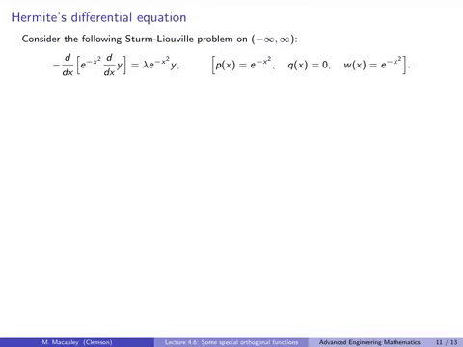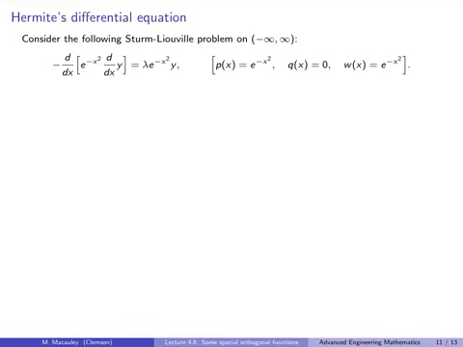Finally, our last equation is Hermite's differential equation. So now I want you to consider the following Sturm-Liouville problem on the whole real line. Now, I didn't define this formally before, but I think I did say that there is a distinction between a regular Sturm-Liouville problem and a singular one. And this is an example of one that's not regular because the interval is infinite. There are a few other conditions which will make a Sturm-Liouville problem fail to be regular. This is the most blatant one.